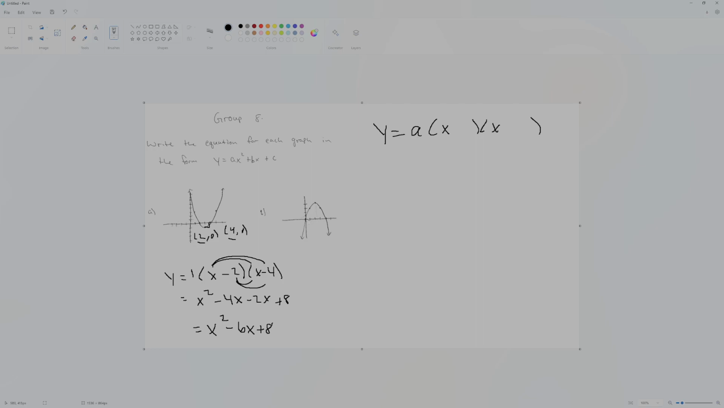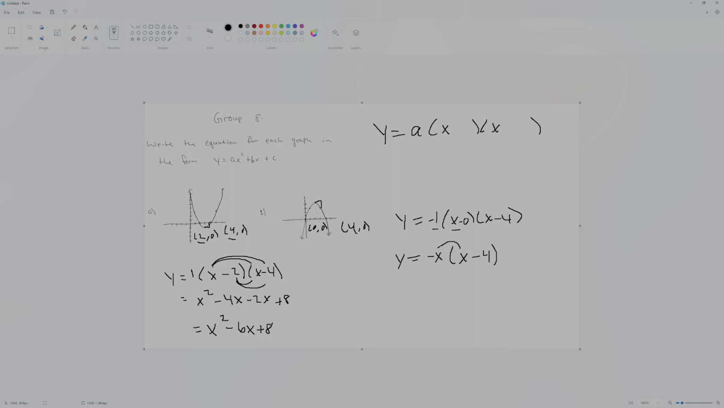Okay. Second one over here, this has intercepts at 0, 0 and 1, 2, 3, 4, so 4, 0. So this is going to be y equals x minus 0 and x minus 4. For our a value, we also learned if you go over 1, down 1, your a value is going to be a negative 1. So y equals negative x minus 0 is just x, so that's negative 1 times x, or negative x, times x minus 4.